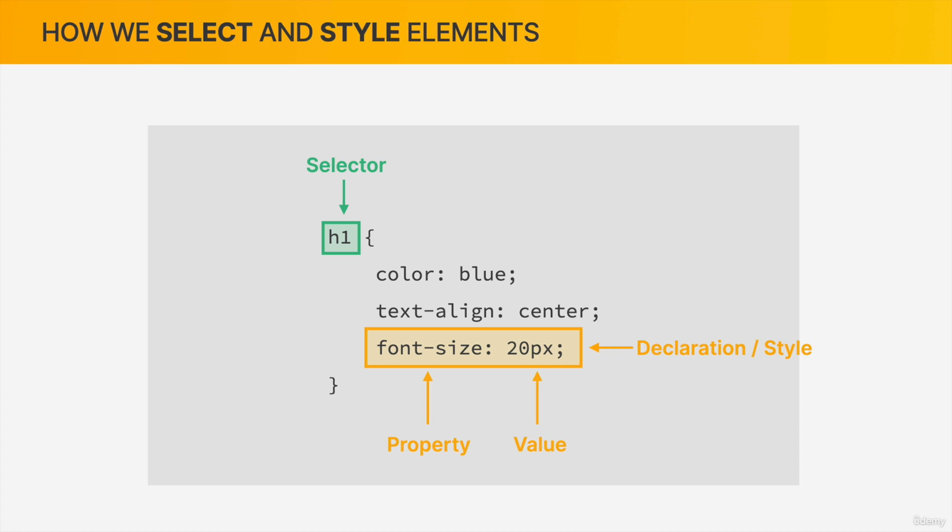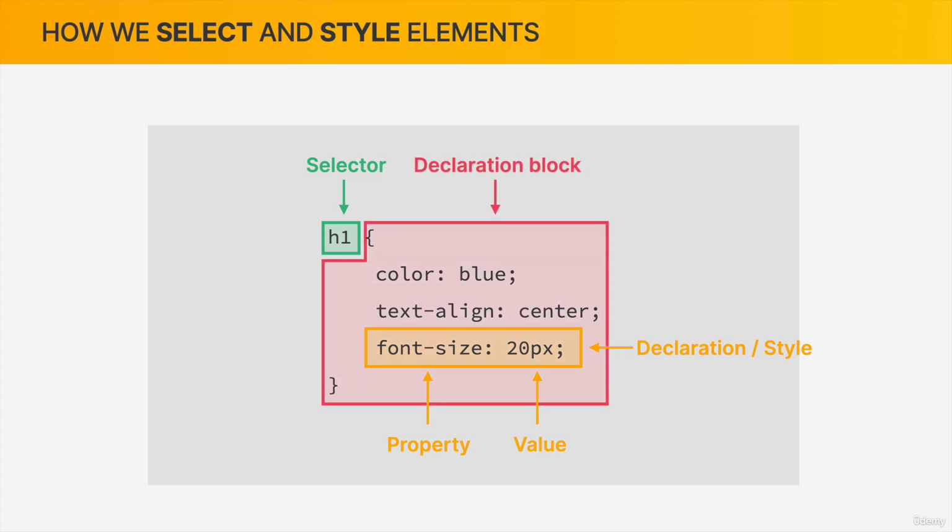Then all of these declarations or styles together make up the declaration block. So we have these curly braces after the selector, and inside of the declaration block go all the different declarations, so all our styles. And all this together, so basically the selector plus the declaration block, is what we call a CSS rule. And so what this means is that in the end, our CSS code will be a lot of different CSS rules, one after another, where we select all of our elements and style them in any way that we want.